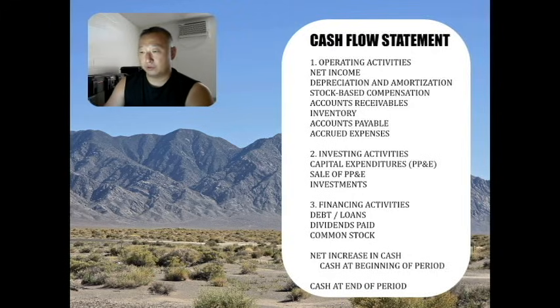Accounts payable. The short-term financial obligations a company owes to suppliers and vendors for goods or services purchased on credit. Accrued expenses. Liabilities for expenses that a company has incurred but has not yet paid or been invoiced for, such as salaries or interest.